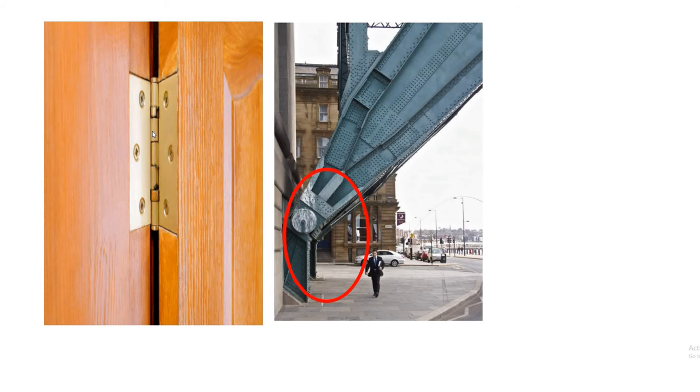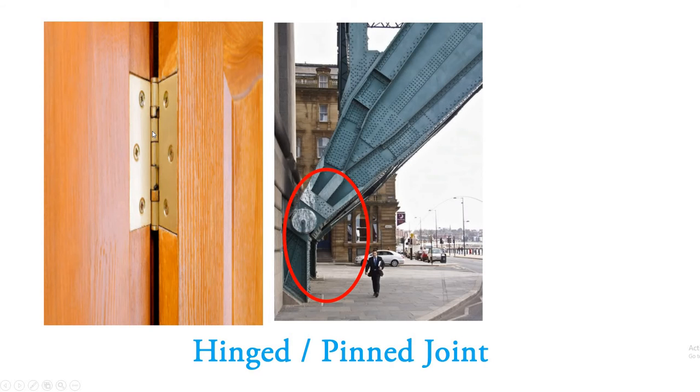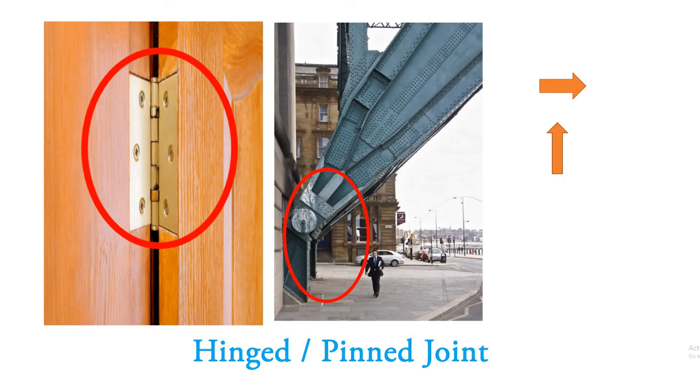Now, consider this door hinge. Right. Now, have you ever observed what about the movement of door? Door can able to rotate only. No translation along x and no translation along y. Right. So, this door hinge gives two reactions. One is horizontal, another one is vertical, and no moment.